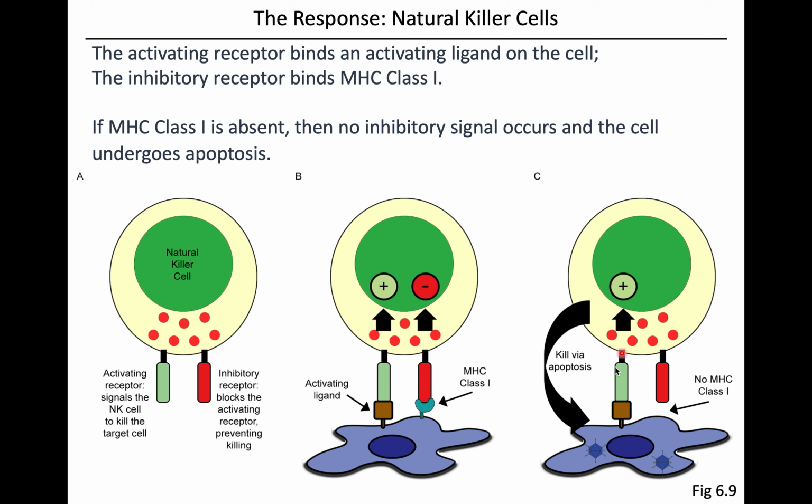Whereas if it binds to a cell that expresses the activating ligand but does not have MHC class 1, that would be suspect as being infected with a virus, so that will trigger apoptosis through the natural killer cell. So again, that's less specific, right? It's part of that innate system, but it's easier to talk about here after we've already introduced this idea of MHCs.